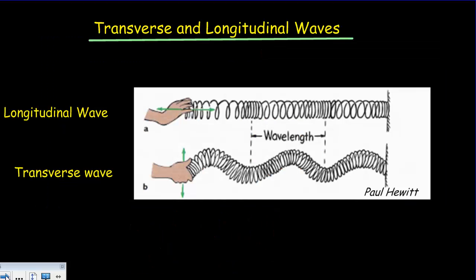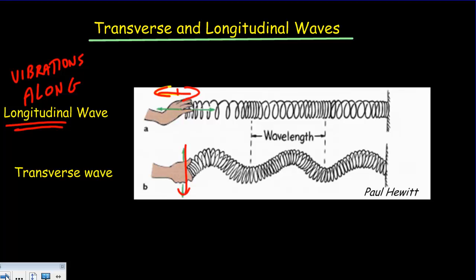And one last little topic, transverse and longitudinal waves. You've probably created longitudinal and transverse waves in slinkies. If you oscillate back and forth along the slinky, you get a longitudinal wave. So for longitudinal, you want to think along, vibrations along. For a transverse wave, of course, you vibrate your hand up and down. Transverse really means perpendicular to the slinky itself.